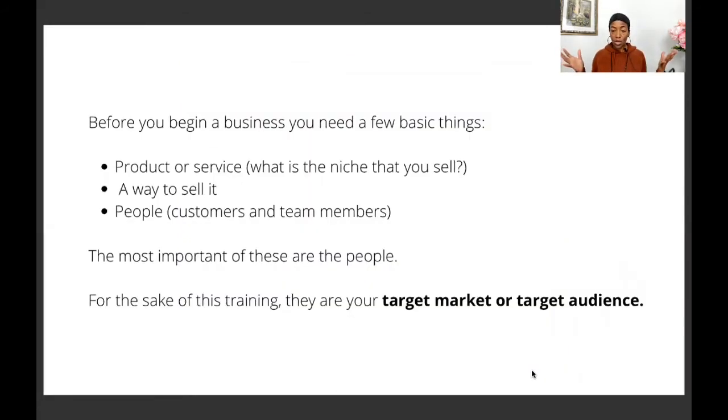I also said in the beginning, it's important that before you begin a business, you need to know a few things. Here are three of the main ones. You need a product or service. That's what you sell, your offering. You need a way to sell it, which would be a sales system or some kind of promotional avenue to get the word out about your product or service. And then you need people, which would be your customers and team members. For the sake of this training, they are your target market, also referred to sometimes as your target audience, which you will hear interchangeably oftentimes.